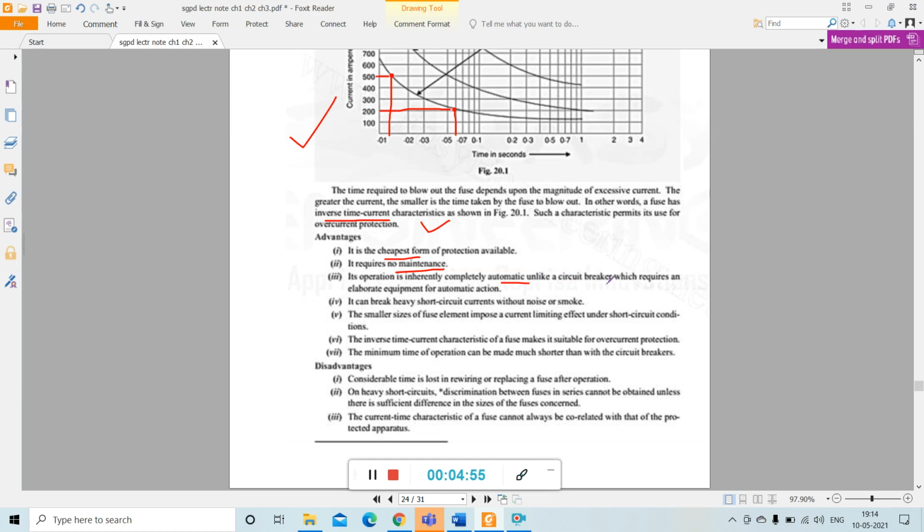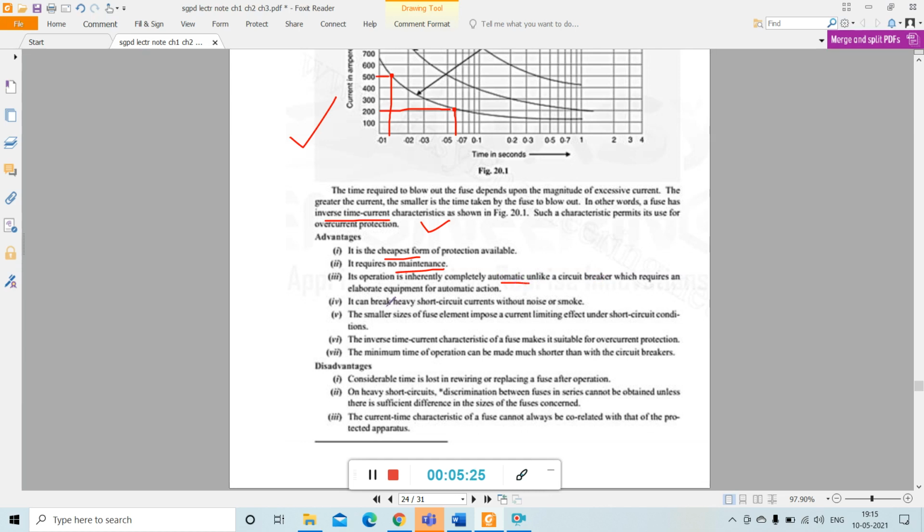Okay, in the circuit breaker, the breaker only breaks or makes the circuit, but it does not detect the fault. Relay detects the fault and gives a signal to the circuit breaker, then only the circuit breaker works. But a fuse is a device which can detect the fault and protect the circuit, so it is automatic. It does not require elaborate equipment for automatic operation.